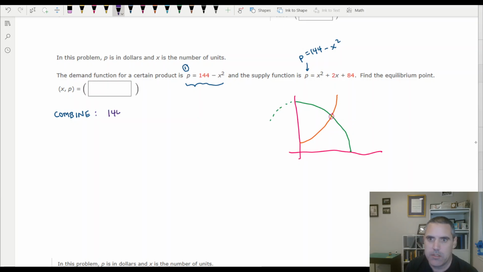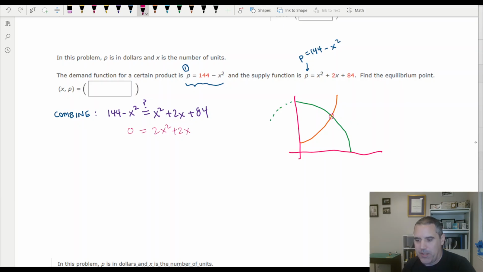So we're going to combine conditions, 144 minus x squared. I need that to be equal to, put a little question mark here to remind me that I'm solving, x squared plus 2x plus 84. And get everything to one side, 2x squared plus 2x. And I usually have my calculator visible, but here, just to kind of illustrate, I'm going to do a quick subtraction here, negative 60. So you can do that. You don't have to do it all in your head.